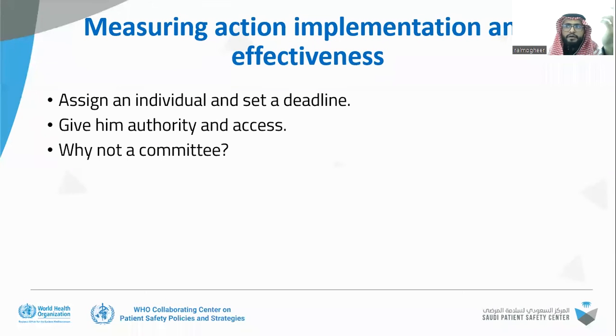Why shouldn't we assign a committee for action implementation? You can answer in the chat. Why we shouldn't assign a committee for an action implementation?